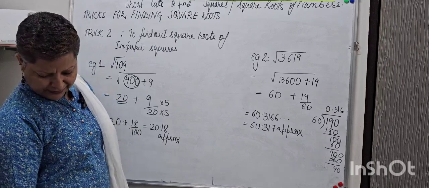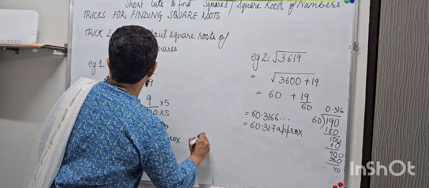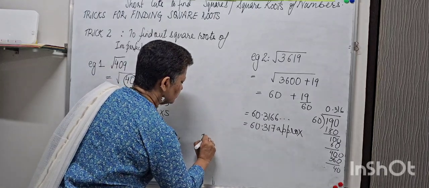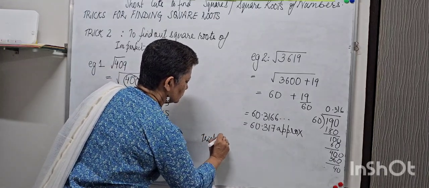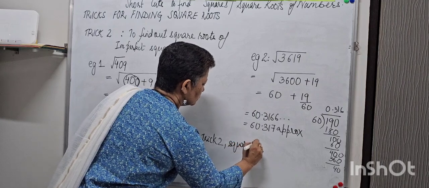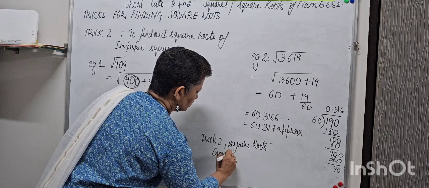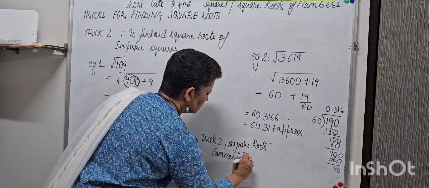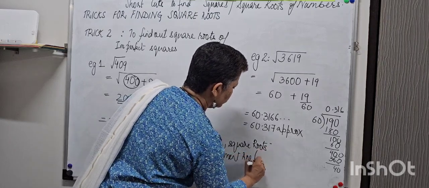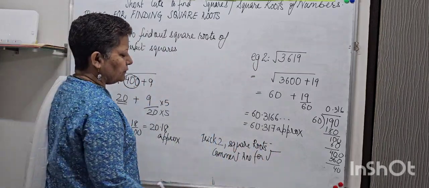Can I give you a test? So your test is going to be for 2520. So trick 2 square roots. Answer for the square root of 2520.